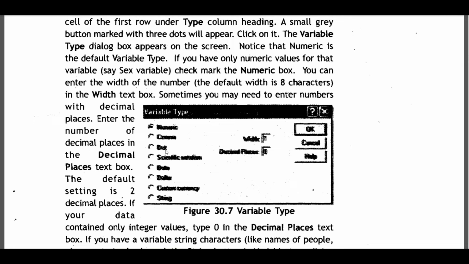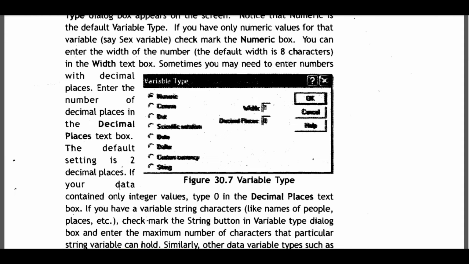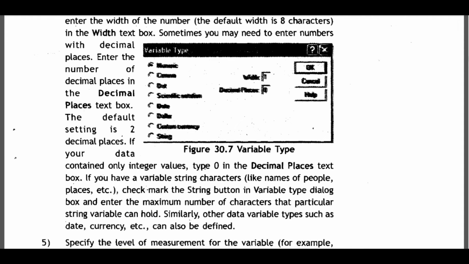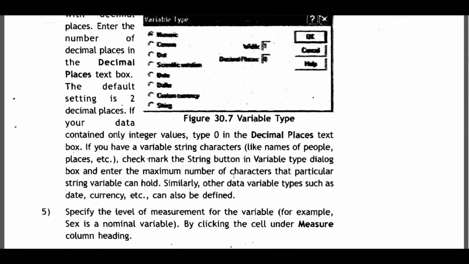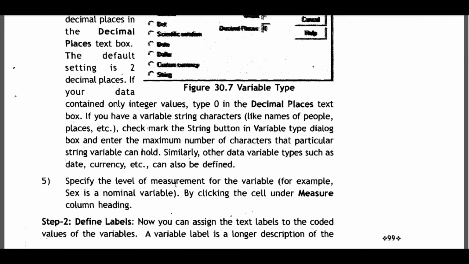So you can define that particular variable: how many decimals should be there, what type of variable it is. The default setting is 2 decimal places. If your data contains only integer values, then type 0 in the decimal places text box. If you have a variable with string characters, like names of people, places, etc., check the string button in the variable type dialog box and enter the maximum number of characters that particular string variable can hold. Similarly, other data variable types such as date, currency, etc. can also be defined.